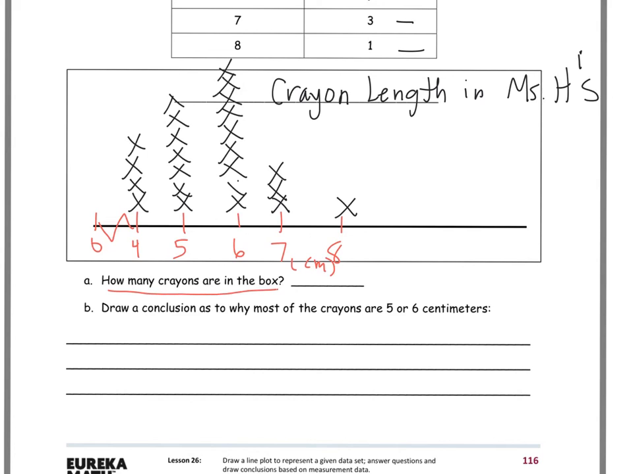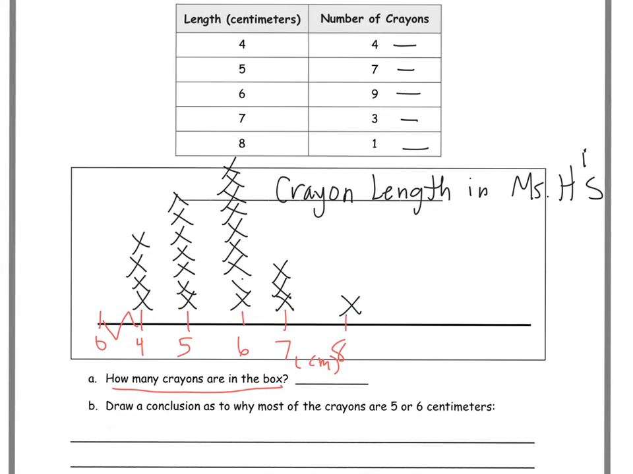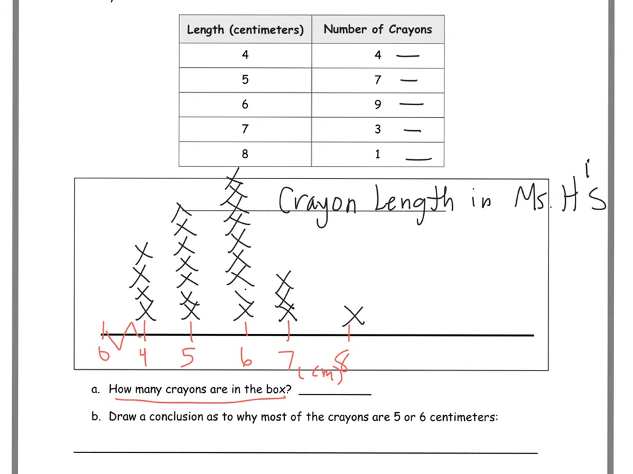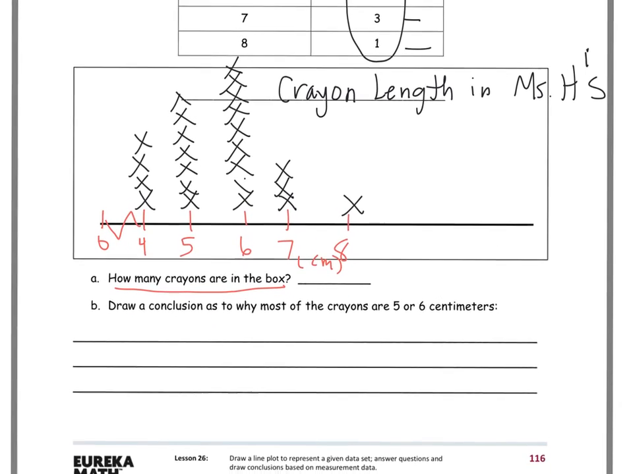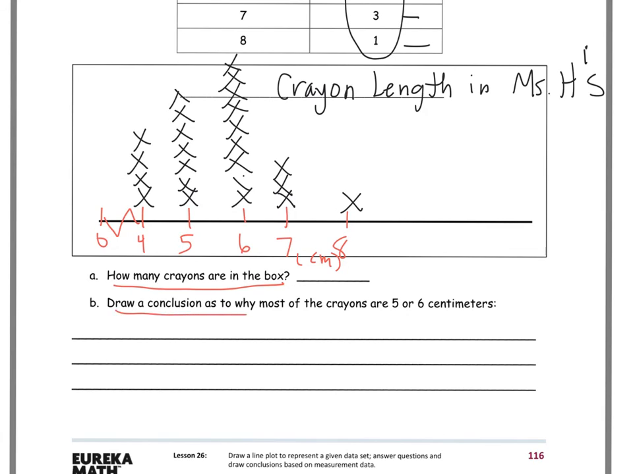How many crayons are in the box? Again, we can count up all of these X's, or we can add these numbers. That's going to be up to you to do. And then the last part, draw a conclusion as to why most of the crayons are 5 to 6 centimeters long.